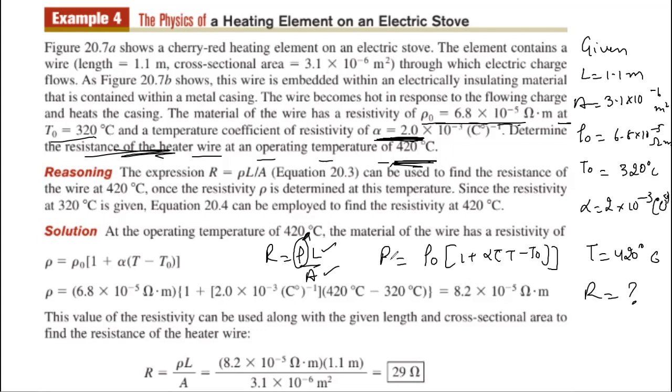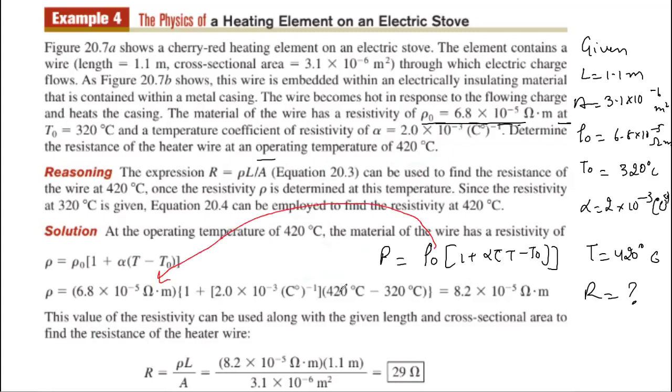So let's see. Let me just clear this up over here a little bit. Okay, so let me quickly show you. So rho naught value is 6.8 into 10 to the power minus 5, and then there is a bracket, then there is 1 plus, and then alpha value is 2 into 10 to the power minus 3, and the bracket 420 minus 320, right? T minus T naught, right? So how will you solve it? Let me do that simplification a little bit.